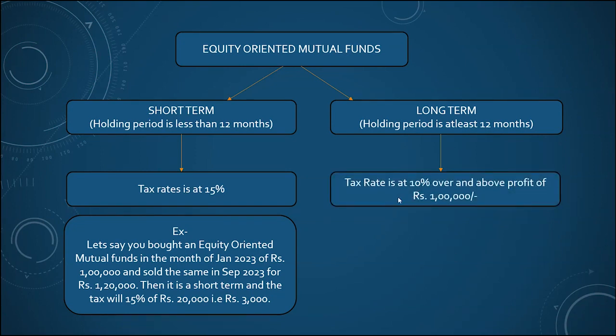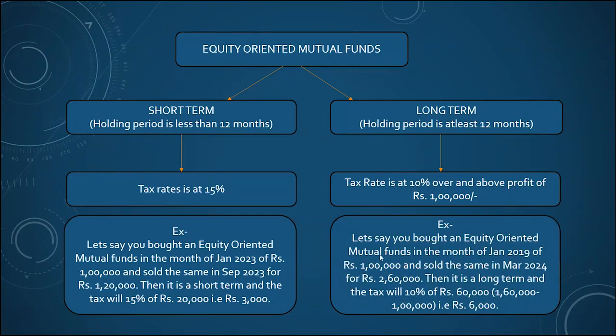In case of long term, the taxation is 10% over and above the profit of rupees 1 lakh. Let's say you bought a mutual fund in Jan 2019 for rupees 1 lakh and sold the same in March 2024. As it is more than 1 year, it is called long-term mutual funds, and the profit is rupees 1 lakh 60,000. The tax will be over and above rupees 1 lakh, so the tax will be only on 60,000. So 10% of 60,000 will be 6,000.